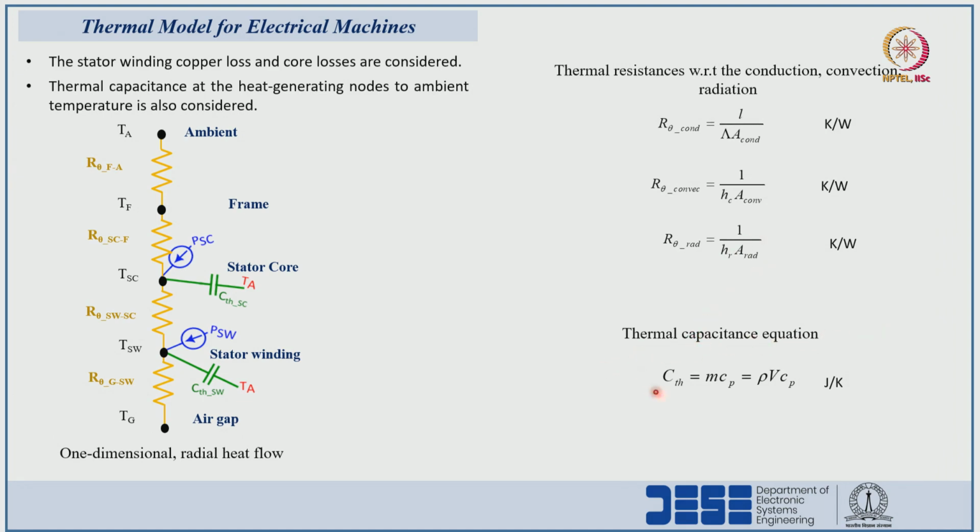For the thermal capacitance equation we can see here, Cth is equal to mass times specific heat capacity. Mass we can represent as density times volume.